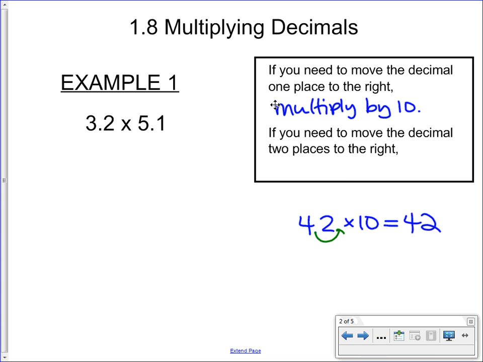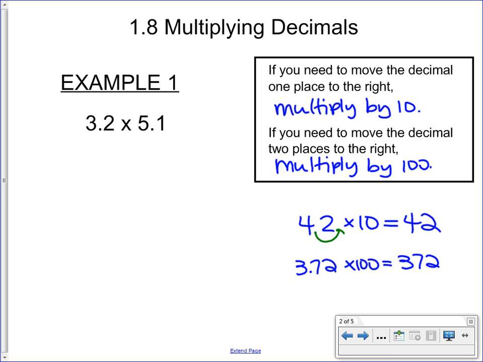In addition, if you need to move the decimal 2 places to the right, you're going to multiply by 100. For example, if you have the number 3.72 and you want to make that into a whole number, 372, you would multiply that by 100, and that would give you the answer 372. Multiplying by 100 is the same as moving the decimal point 2 spots to the right.